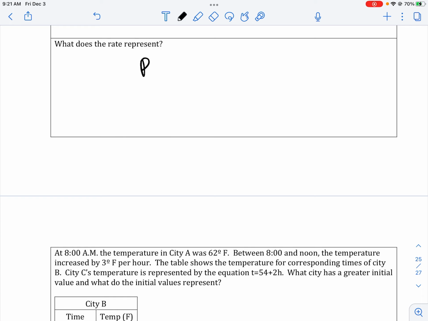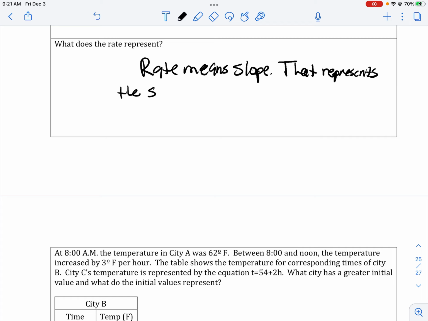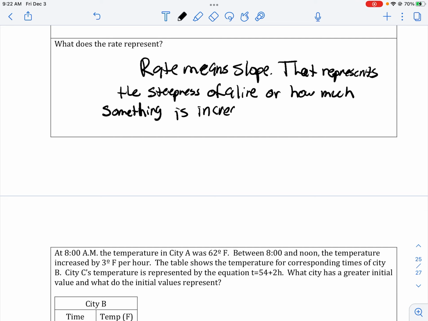So rate means slope, and slope means rate. And that represents the steepness of a line, or how much something is increasing or decreasing.